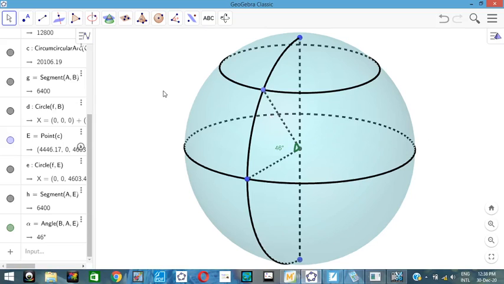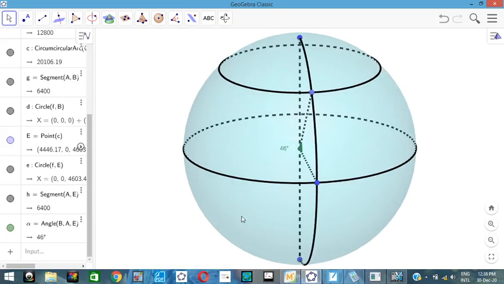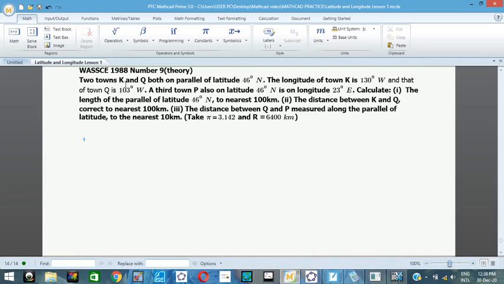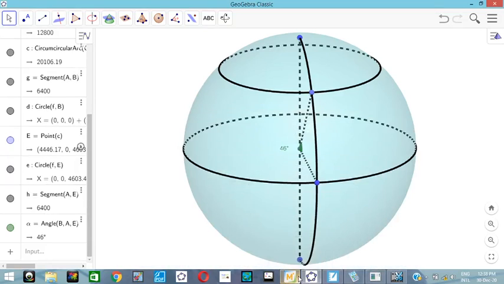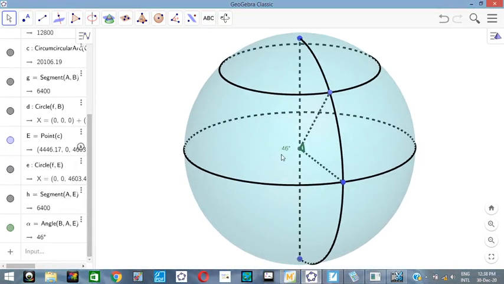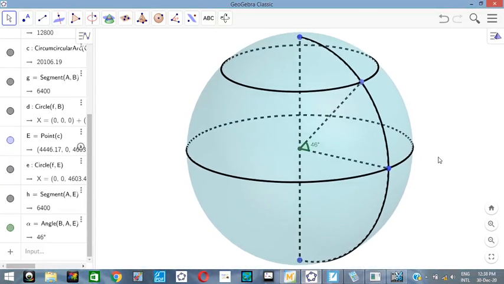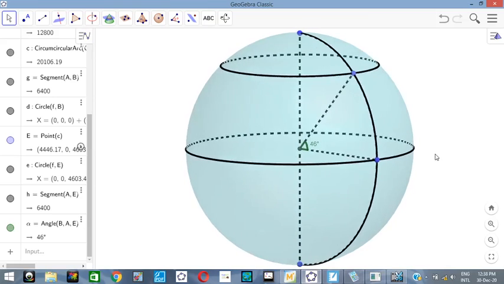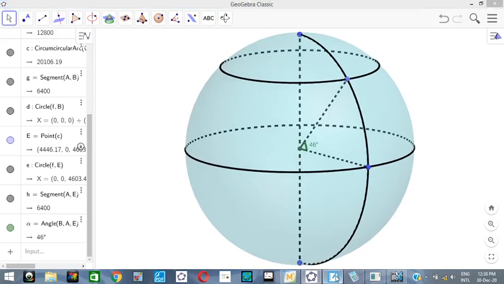So this is the first part of the question, and these 2 points K and Q, they are standing on that parallel of latitude 46° north. So we need to locate that line first, and that is what I've located in this place. So I think you understand this. But if you want to do this on paper so that you show your examiner what we are doing, let me go to my smart notebook.